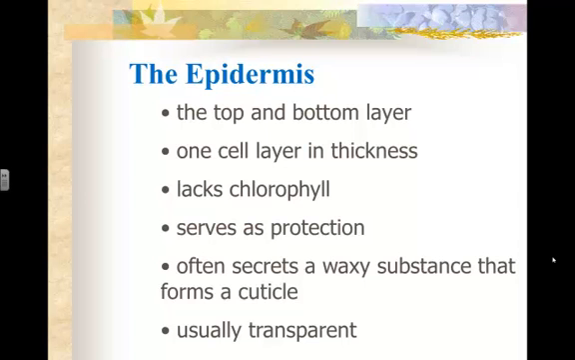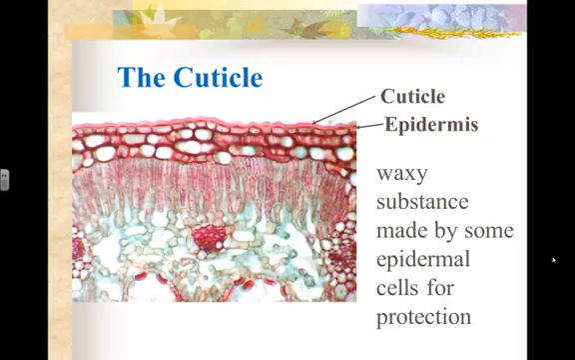It serves as protection, and sometimes remember that there could be an extra, not cellular level, but a coating on top of it, which is called a cuticle. And they're usually transparent. Why? Well, think about the green parts underneath that need sunlight. So the sunlight has to be able to get through. So the cuticle we've already talked about, but again, you need to know that's the waxy substance that's made by some epidermal cells, which is added protection for the leaf.